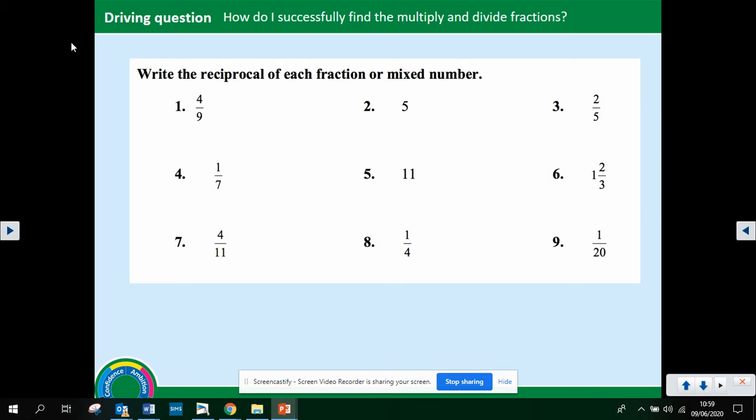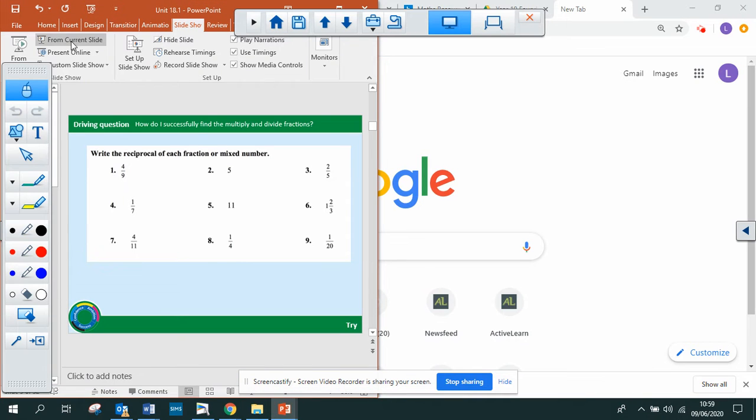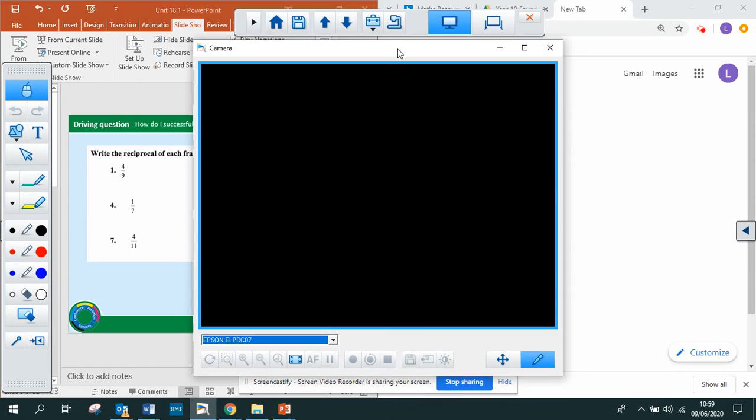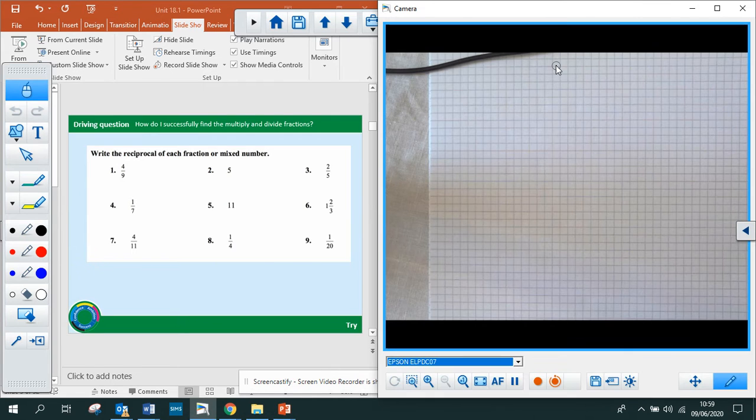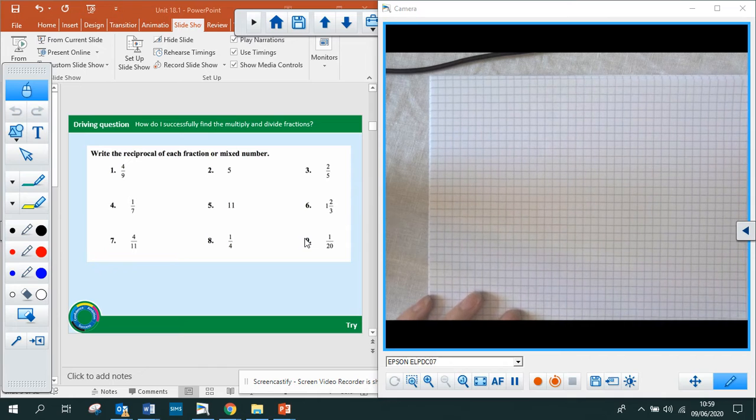Okay, so number 6 is a mixed number. So remember, you need to convert to an improper fraction first. Okay, so pause and please play when you're ready to go through the solutions. Okay, so let's go through the solutions.